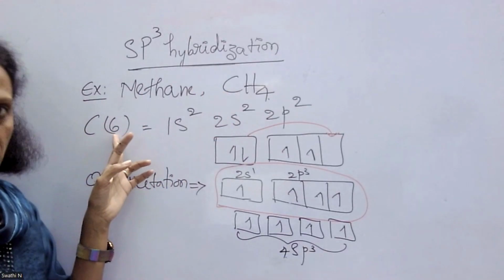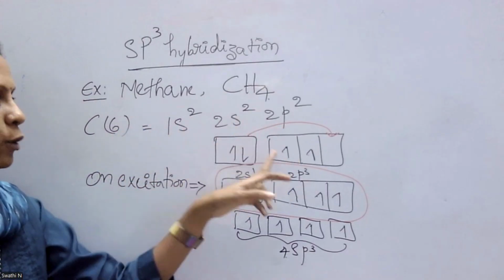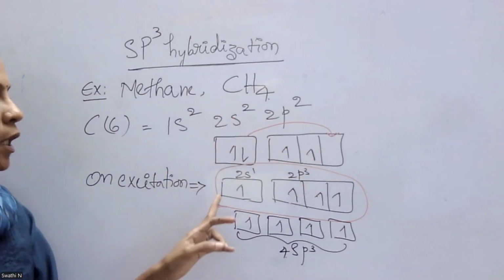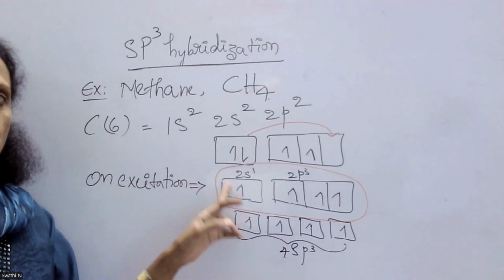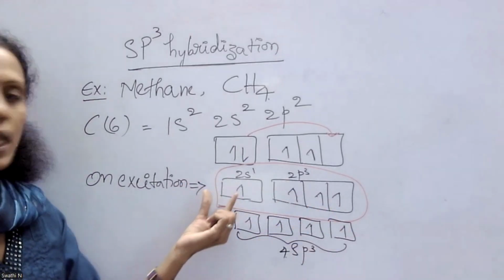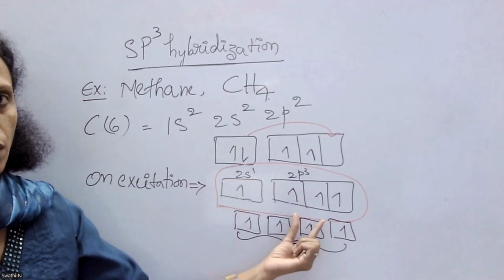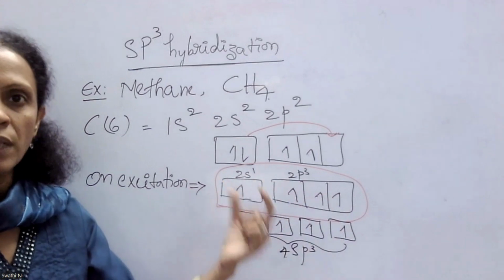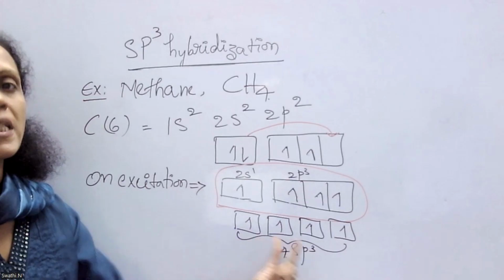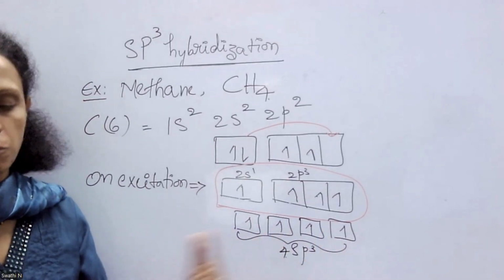Carbon atomic number is 6. So here the electronic configuration is written. It is 1s2, 2s2 and 2p2. So when you promote one electron, now the electronic configuration becomes 2s1 and 2p3. So in case of methane, one s orbital will be undergoing hybridization with 3 p orbitals. All these 4 orbitals will be undergoing hybridization, and as a result we get 4 sp³ hybrid orbitals from the s orbital and p orbitals. This is how sp³ hybridization occurs.